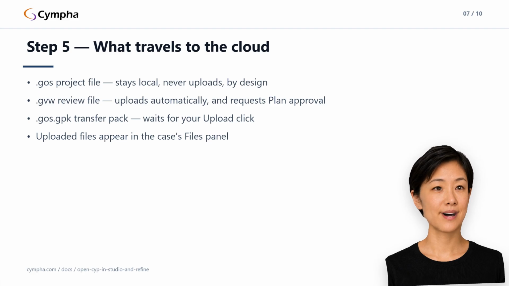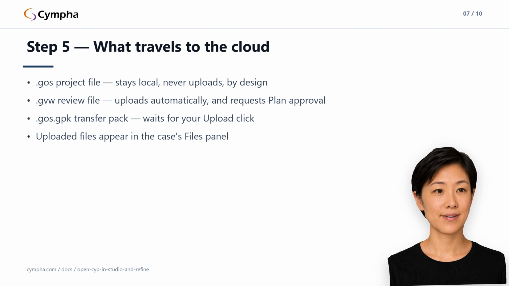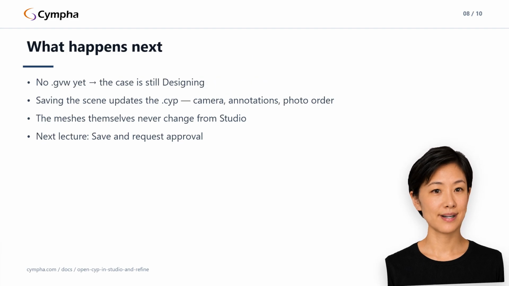First, until a review file goes up, the case sits in designing and the customer sees nothing new on their side. Pushing it forward is the Save and Request Approval flow. The next lecture in this series walks it in full. Second, the project file round trips.